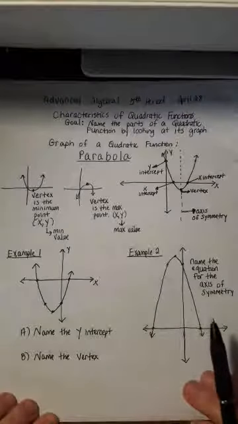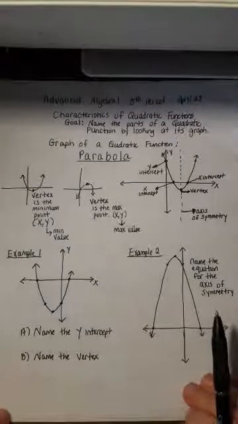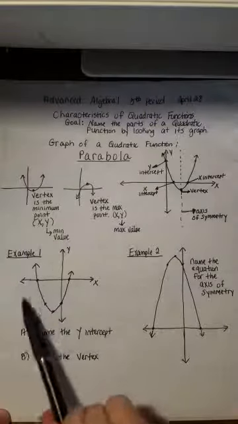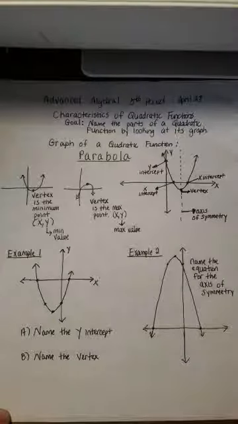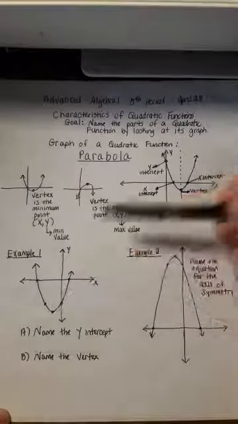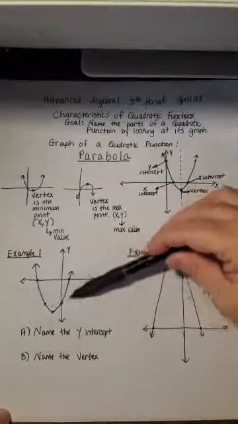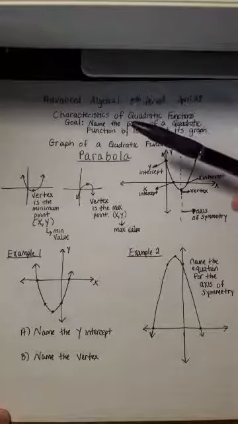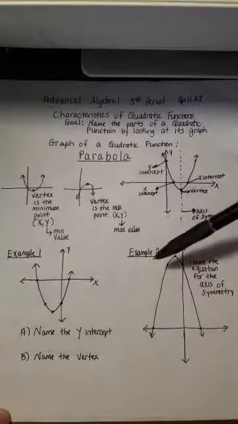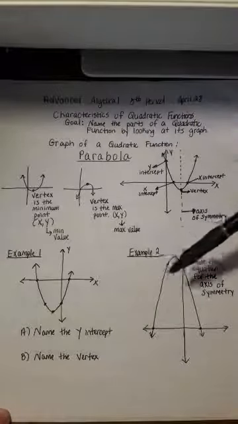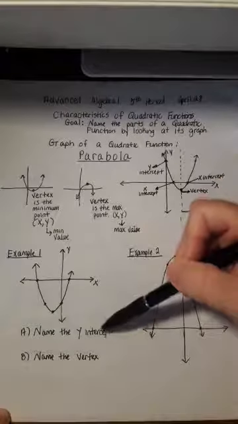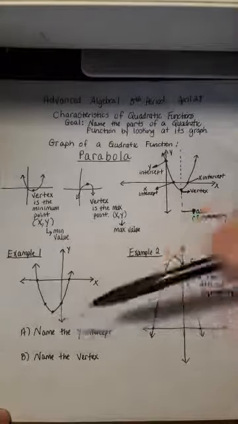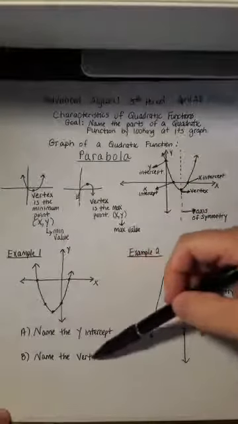That'll make more sense to you whenever we do examples with those. All right, let's look at example 1. I have this parabola drawn, and I'll give you just a minute if anybody is going to be copying this down. If you look at these directions, it says part A, name the y-intercept, and part B, name the vertex.